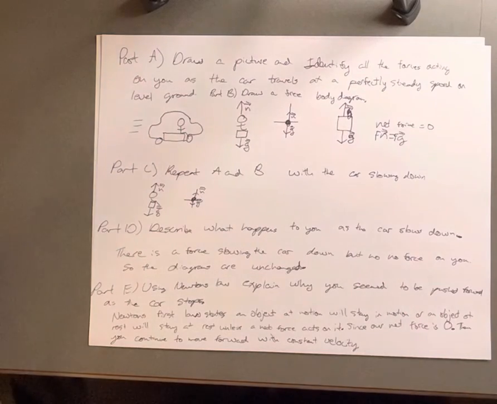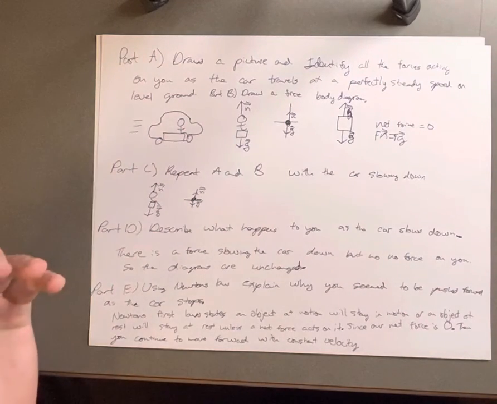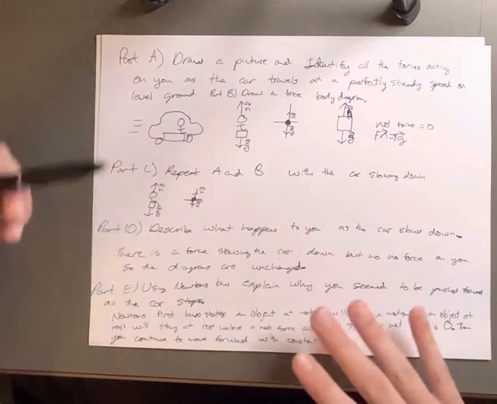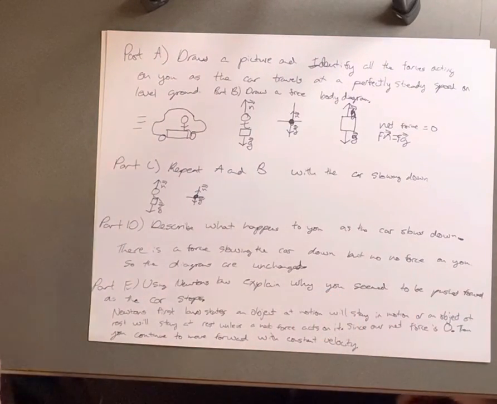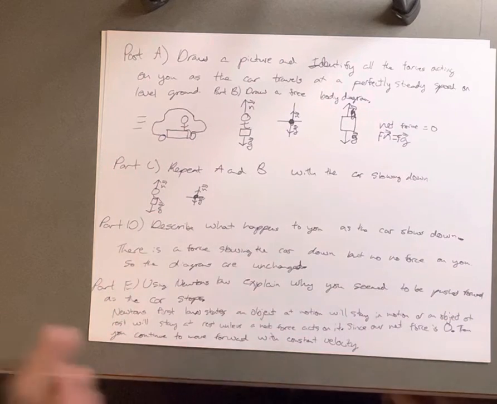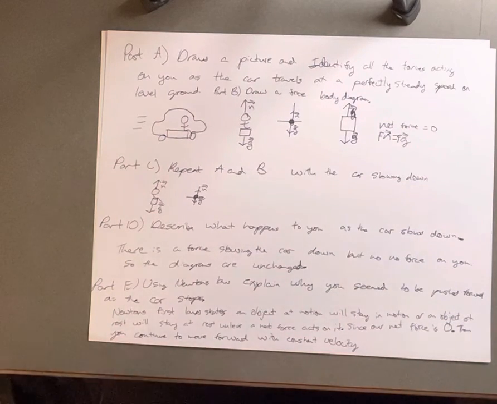Repeat A and B, but with the car slowing down. So actually, with the car slowing down, this is still in reference to you, it's going to be unchanged. So our free body diagrams are actually going to be the same as part A and B for part C. The car slowing down, our forces on the car are changing, but our forces on you are not changing. Describe what happens to you as the car slows down. There's a force slowing the car down, but there's no force on you. So the diagrams are unchanged.